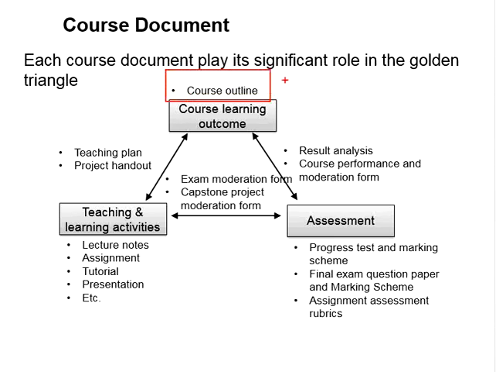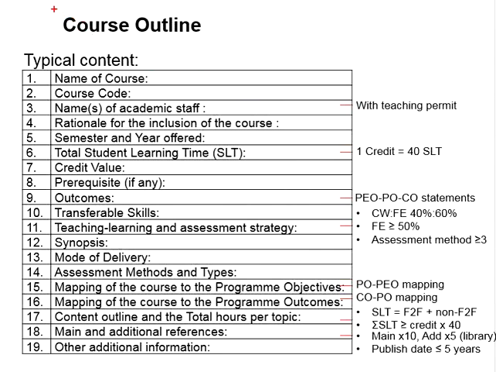Since we mentioned the course outline, these are the typical contents of a course outline. Different universities may have different formats. However, in general, these are the typical contents: the name of the course, the code of the course, the names of academic staff teaching the course, the rationale of inclusion of this course, when this course is being offered, and the total student learning time.